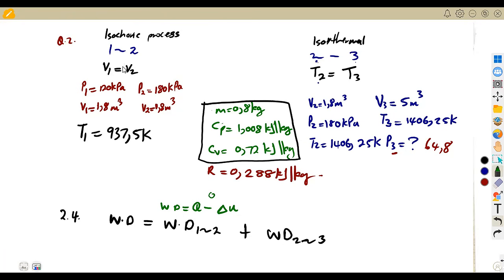So V1 minus V2 is going to give us a 0. So there we are going to obtain a 0. So there's nothing that we are going to have here.